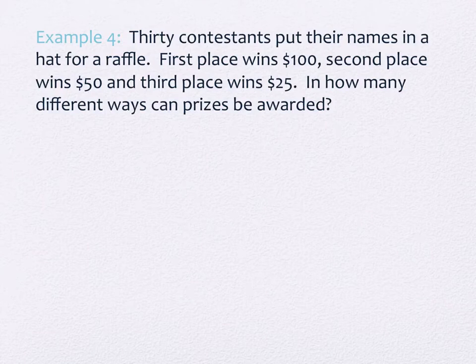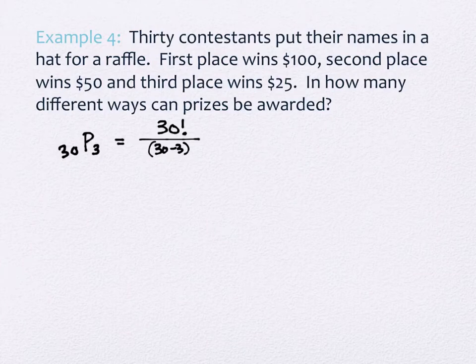Now, I do have 30 people I'm choosing from, and I do have 3 people that get to have those 3 different prizes. So the numerator is 30 factorial, all the different ways I could have picked the people. The denominator is 30 minus 3 factorial. Or if you wish, you could jump all the way to 27 factorial, the people who don't get prizes. I'm eliminating them from the multiplication process is what I'm really doing.